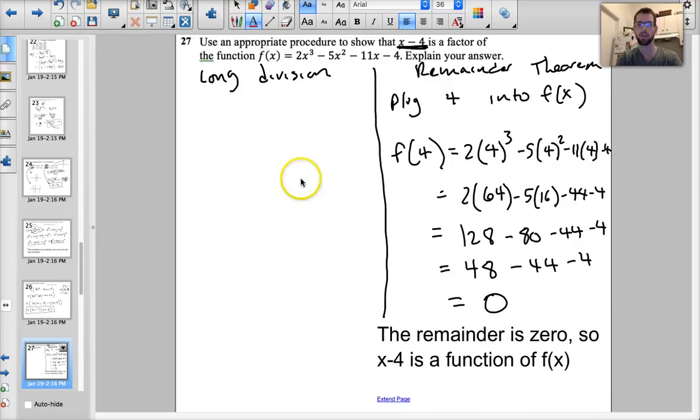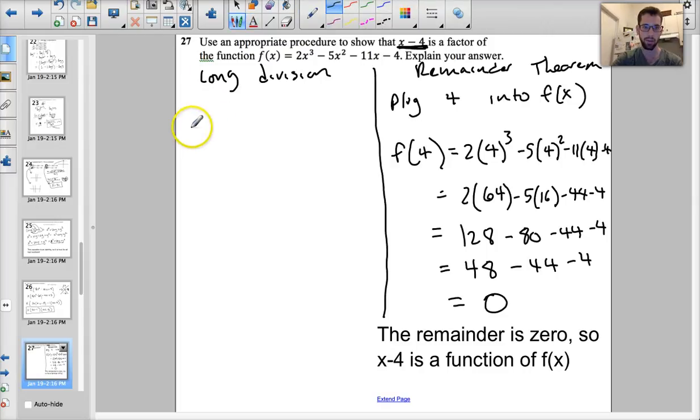All right, now I'm going to do it with long division too, because I know some of you are going to attempt that, and I want you to be able to see where you went wrong if you made a mistake. Or if you want to learn it this way, you can learn it here. So 2x cubed minus 5x squared minus 11x minus 4.